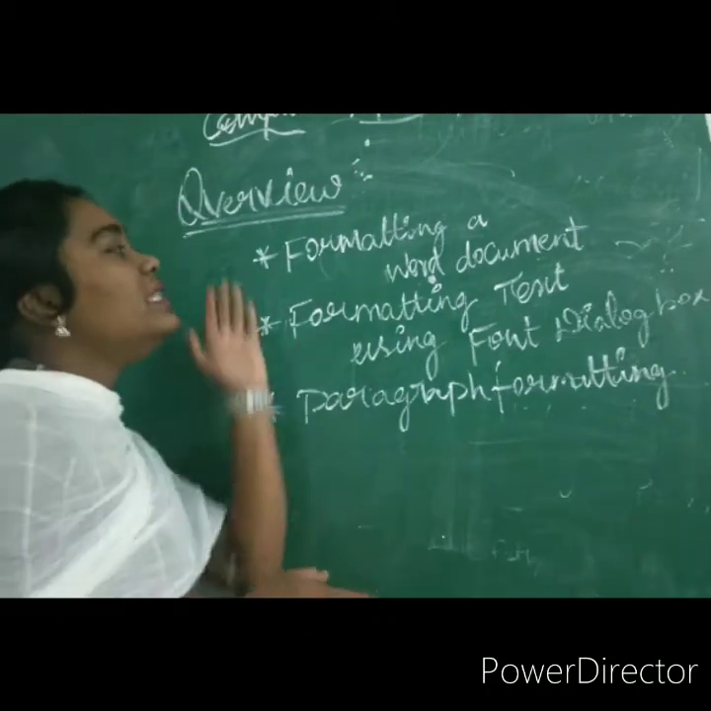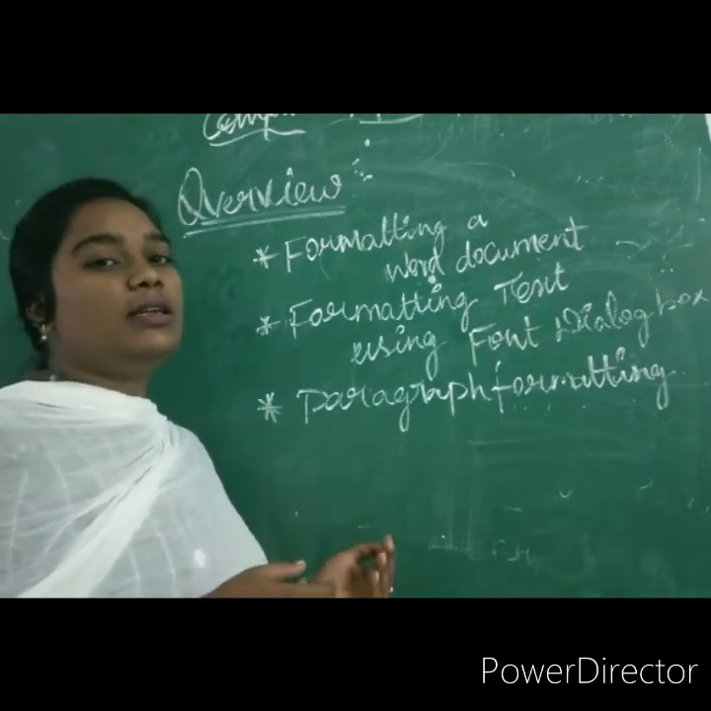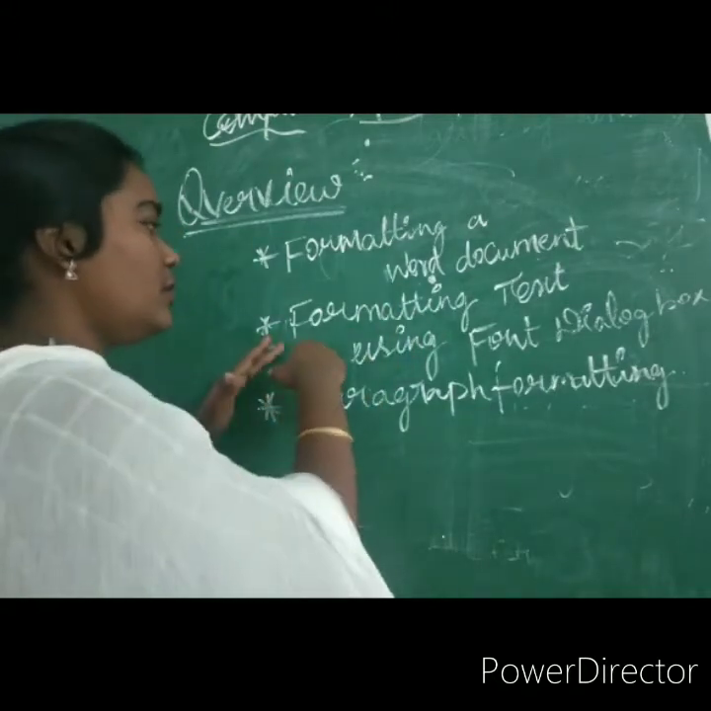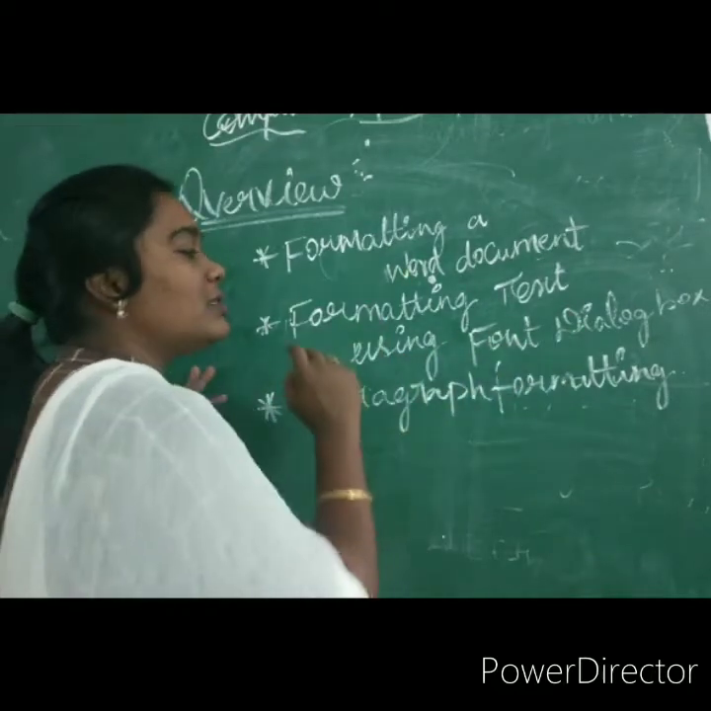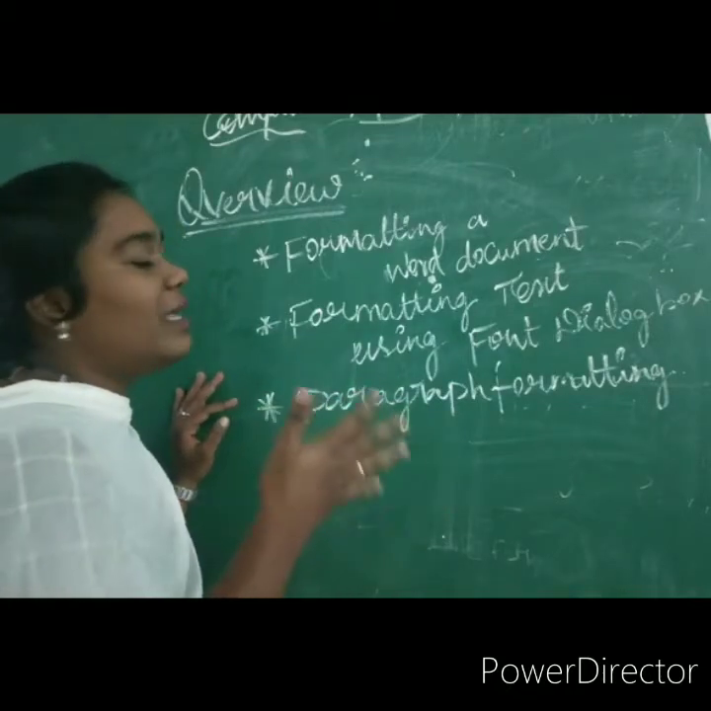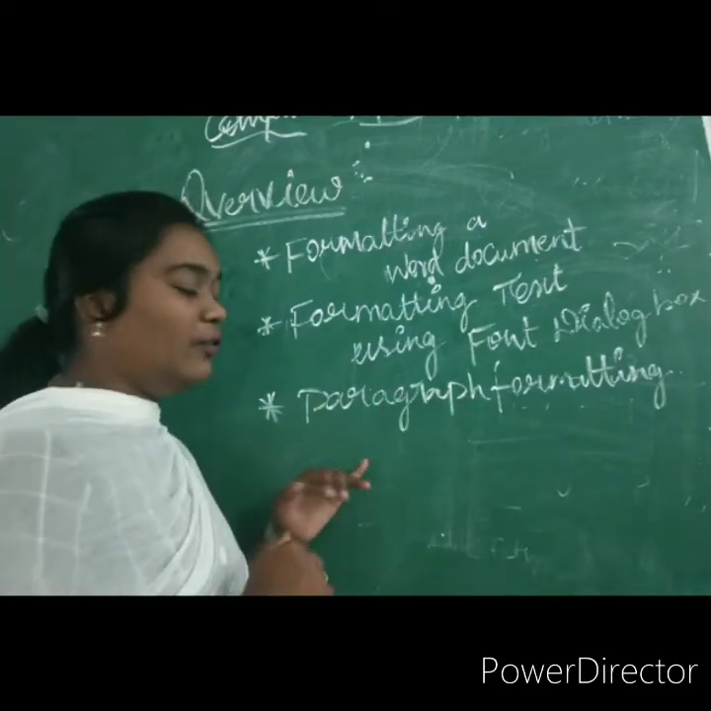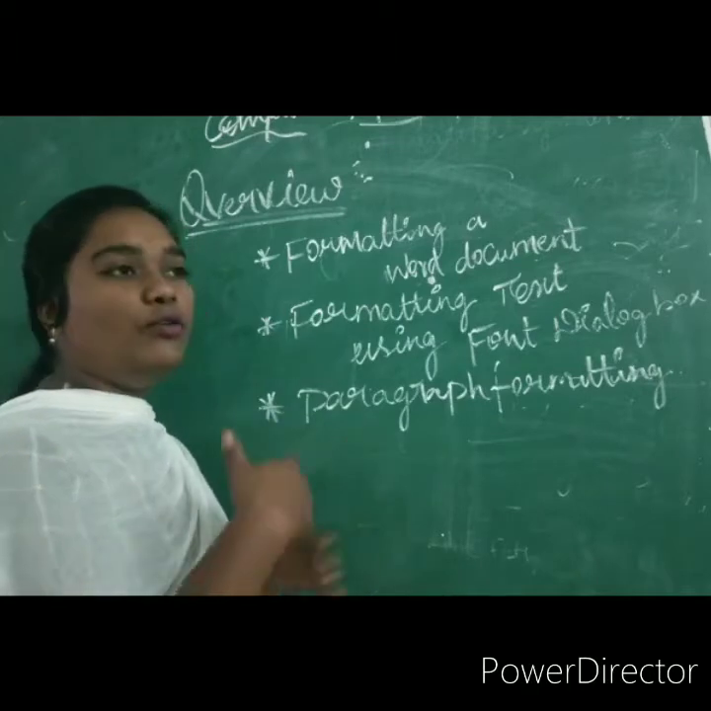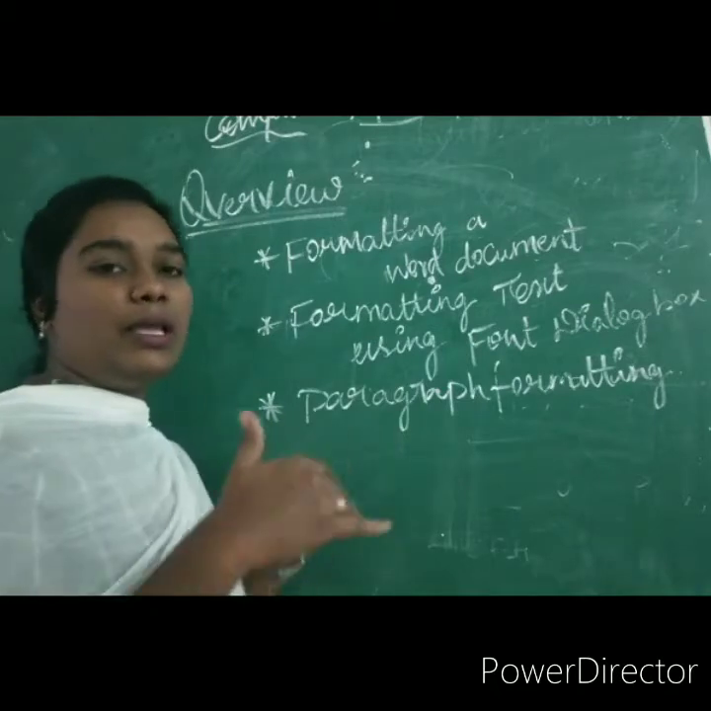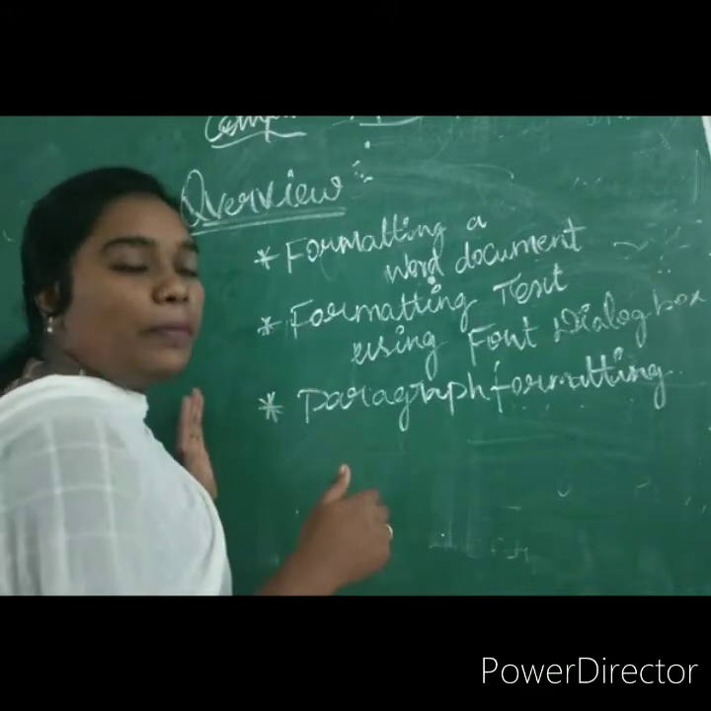But today, in formatting a Word document, you can learn how to give a color to text, how to change the color, and how to change the size of the text. In formatting text using the font dialog box, you learn how to make your text attractive and change it as you wish. Next is paragraph formatting. You can learn how to align paragraph text, how to give space between the paragraph lines, and how to make a paragraph very attractive and useful. We are also going to learn the shortcuts for these topics.